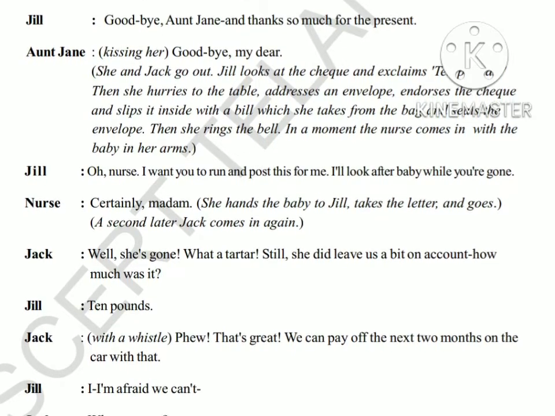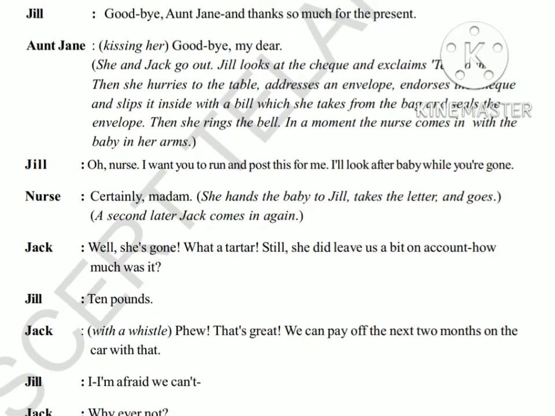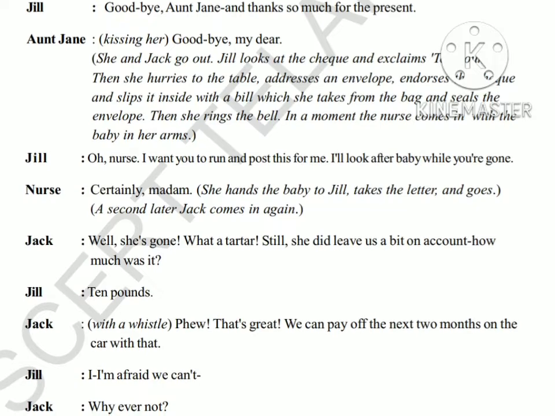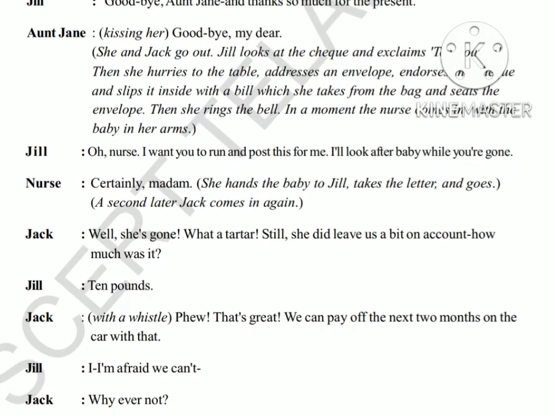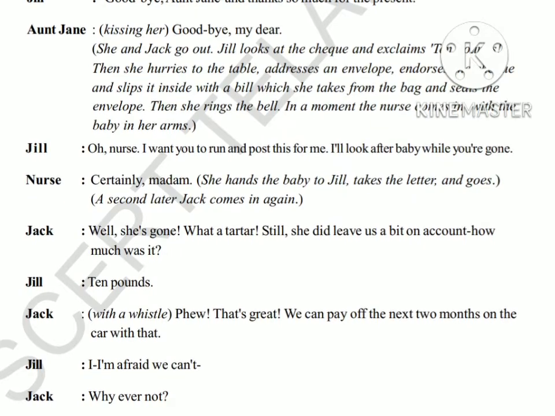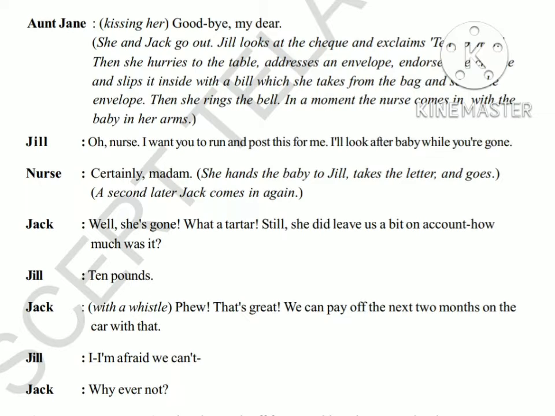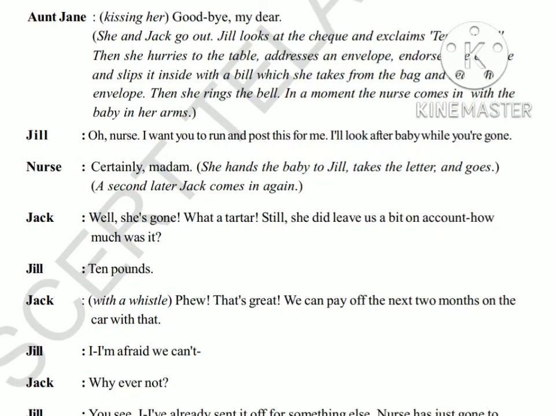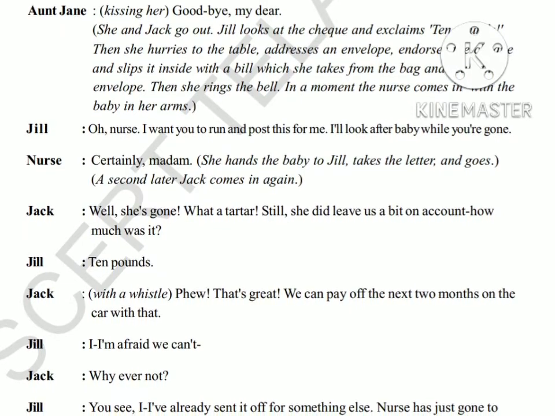Jack: Well, she's gone. What a tartar. Still, she did leave us a bit on account. How much was it? So, what was that amount Aunt Jane had given? Jill: £10. Jack, with a whistle: That's great. We can pay off the next 2 months on the car with that.